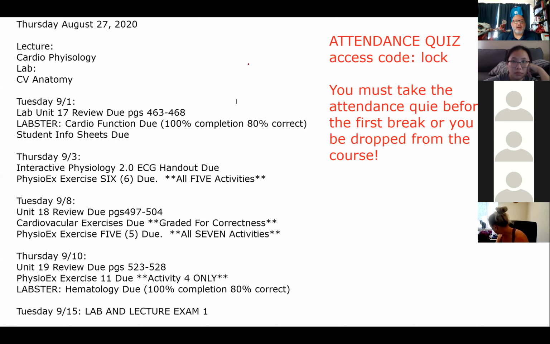Share it with your loved ones and kids. Notice I didn't put the kids in the loved one category. You get the idea. And again, do those that way. Also, your student info sheets, if you haven't filled those out, those are due as well.